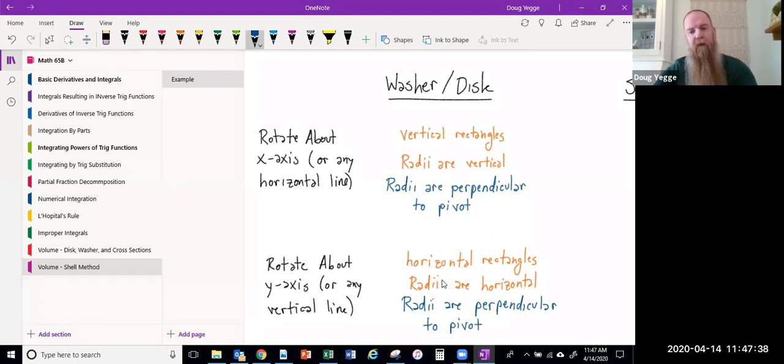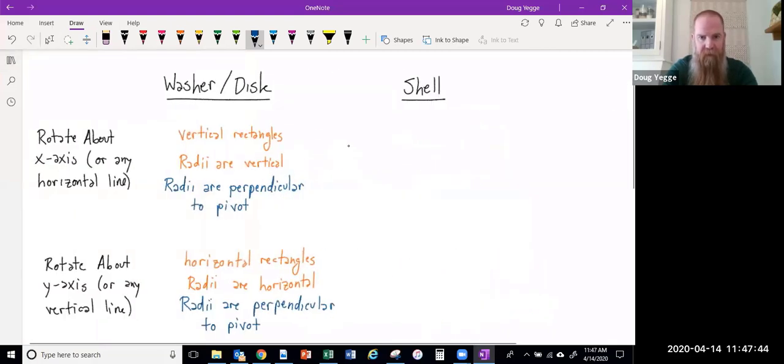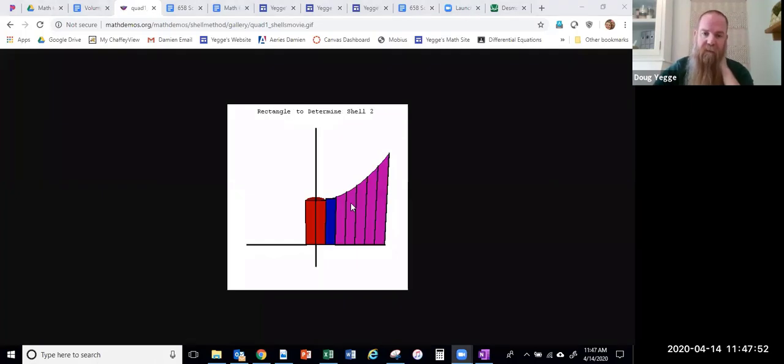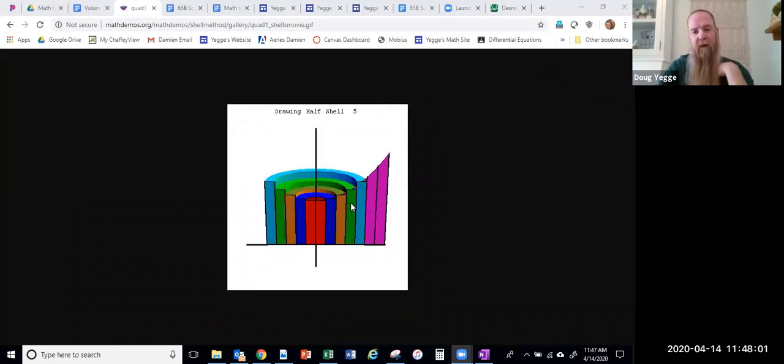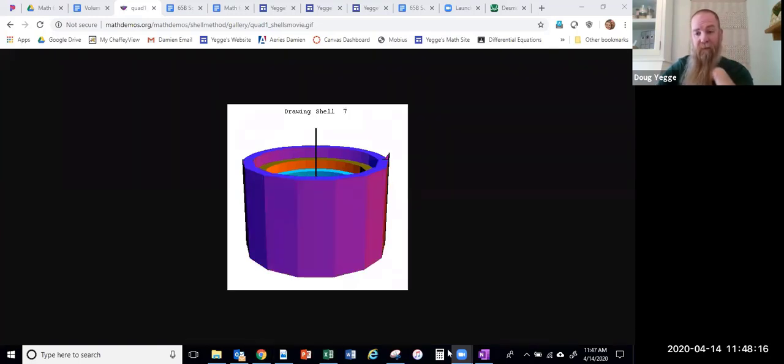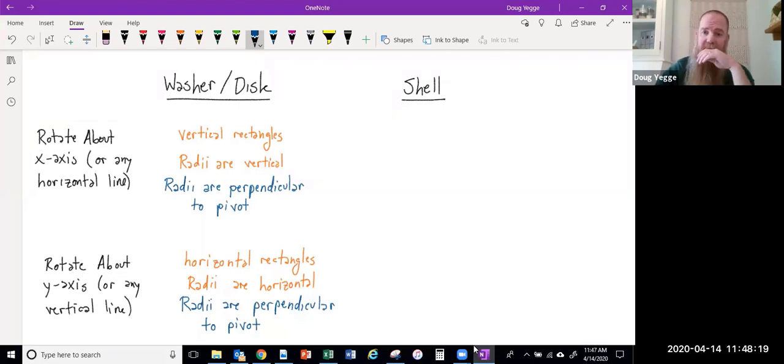What we're going to now notice, though, is that for the shell method, it's actually the exact opposite in every way. Going back to here, my pivot is going to be the y-axis. But look at how each of these rectangles are now going to be rotating around the y-axis. These rectangles are parallel to the pivot. That's the most important thing to recognize, and that's really all I'm going to write on this one.